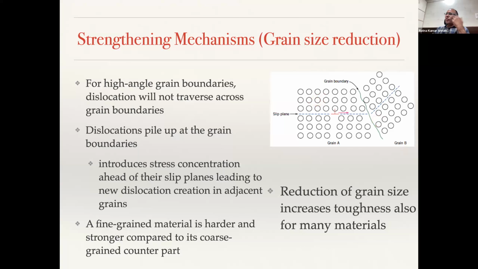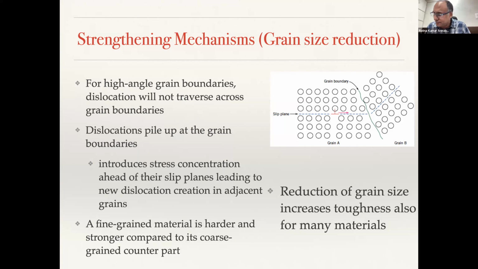Now, what we said was, if you have a dislocation moving in a polycrystalline material, and it hits a grain boundary, then what happens? The material strength increases. Is that concept digestible to all of you? Is there any question there? It's clear, sir.